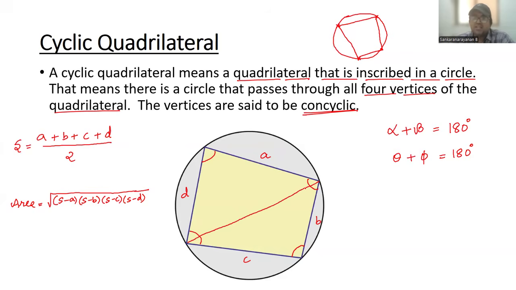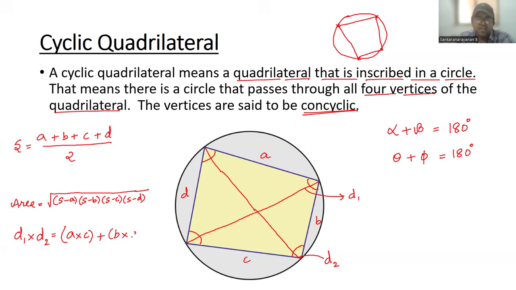Okay. Now, for this cyclic quadrilateral, I can think of one diagonal here. Let me say the measurement is D1 units. And let me say there is another diagonal here. Its measurement, let me say, is equal to D2 units. So there is another result which you have to note here. D1 into D2, that is the product of the lengths of the diagonals, will be equal to A into C plus B into D.